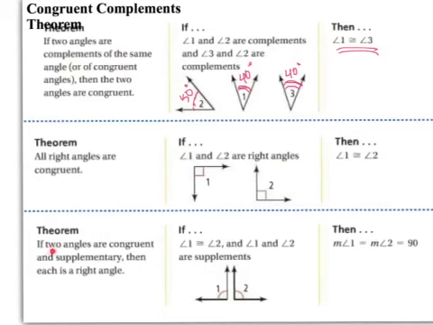Finally, we have if two angles are congruent and supplementary, then each is a right angle, which makes sense because if they add up to 180 and they're congruent to each other, that means their measures are equal. So the measure would be x. There's two of them. They add up to 180. So x would have to equal 90 degrees for each angle. So pretty straightforward, but something that will help us in the proving process.